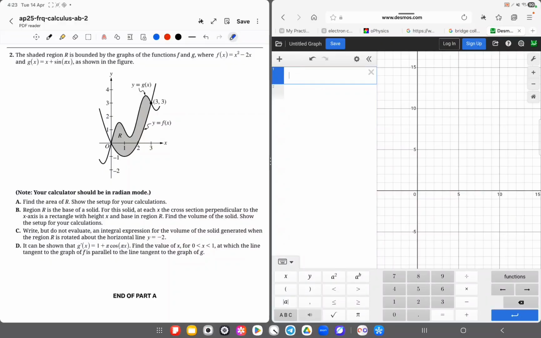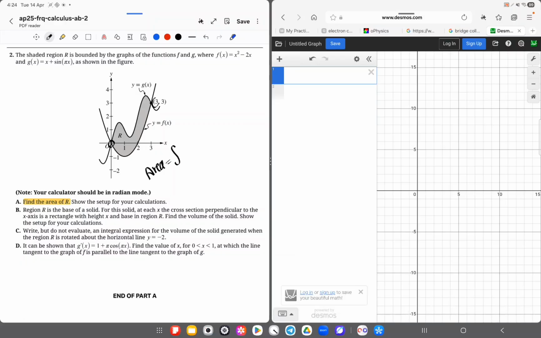So you want to find the area of R, right? And R is basically the area between g and f of x. So you just have to basically do area is equal to integral. This R is between 0 and 3, basically from 0 to 3. You just have to do top minus bottom. So g of x minus f of x, close the thing, and put dx.